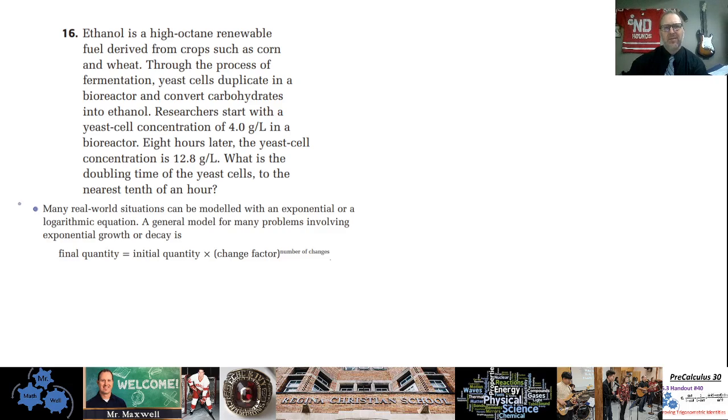I noticed that this was mentioned in one of the key ideas of one of the sections. So this is what I went with. I'm going to try it this way, even though it's different than another way. So this is how I looked at this, okay? Let's read through quickly. Ethanol is a high-octane renewable fuel derived from crops such as corn and wheat. Through a process of fermentation, yeast cells duplicate in a bioreactor and convert carbohydrates into ethanol. Researchers start with a yeast cell concentration of 4 grams per liter in a bioreactor. 8 hours later, the yeast cell concentration is this.